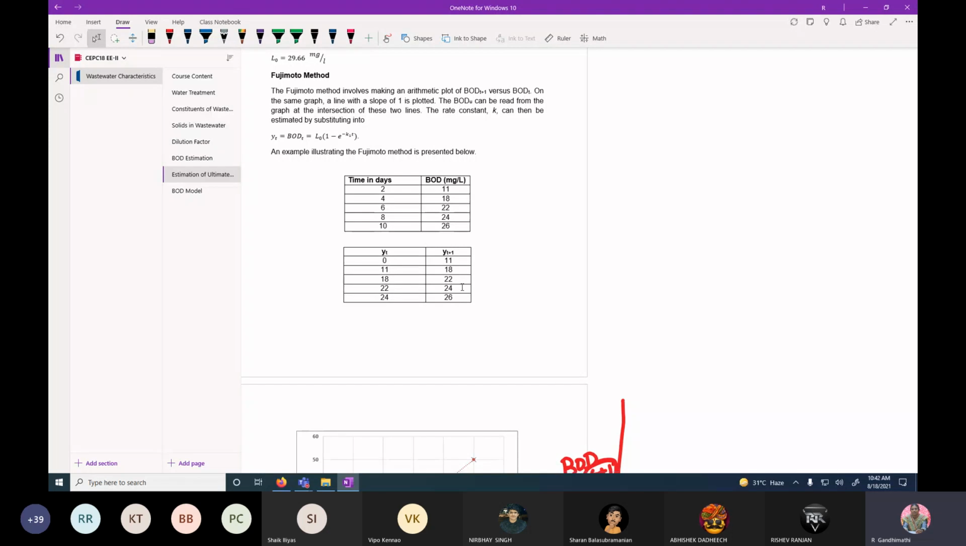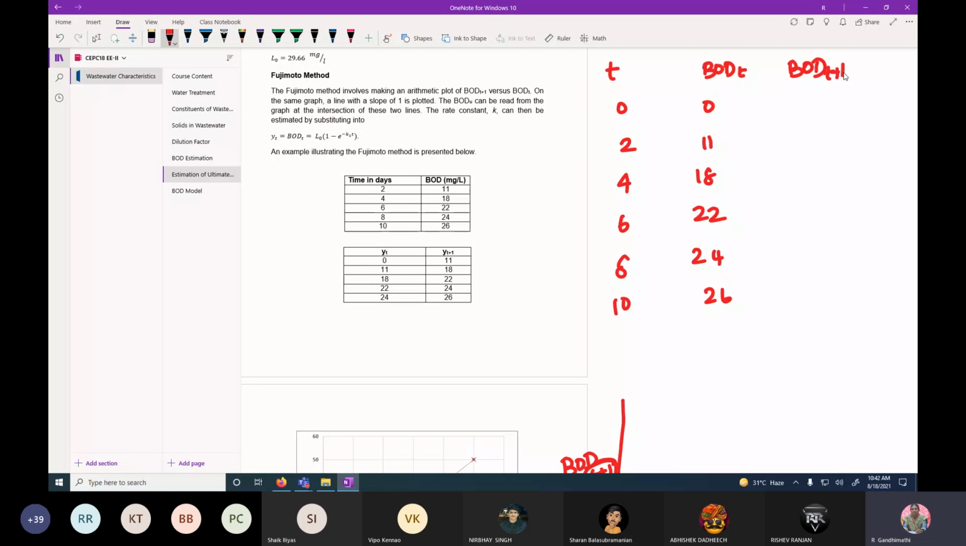It's given as 0, 0. Okay, like 0, 0. This is time. This is BODT. And then 2, 4, 6, 8, 10. Then you have 11, 18, 22, 24, 26. Now you have to find out what is BODT plus 1.